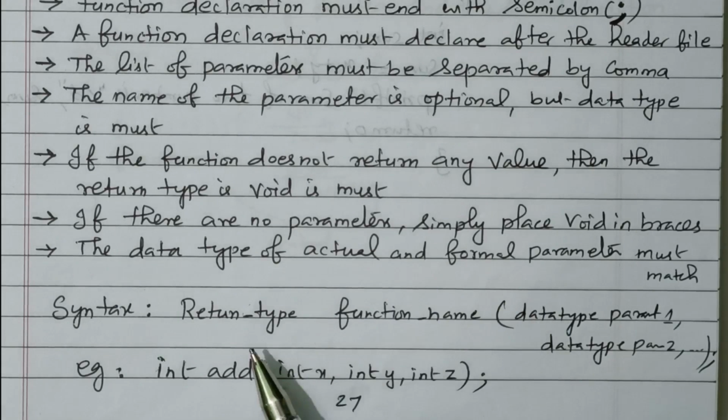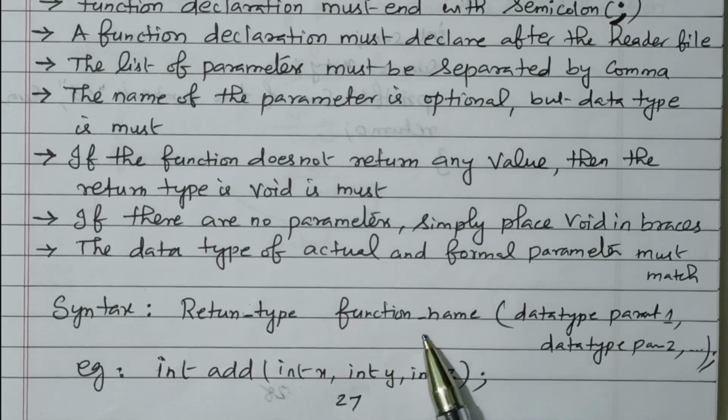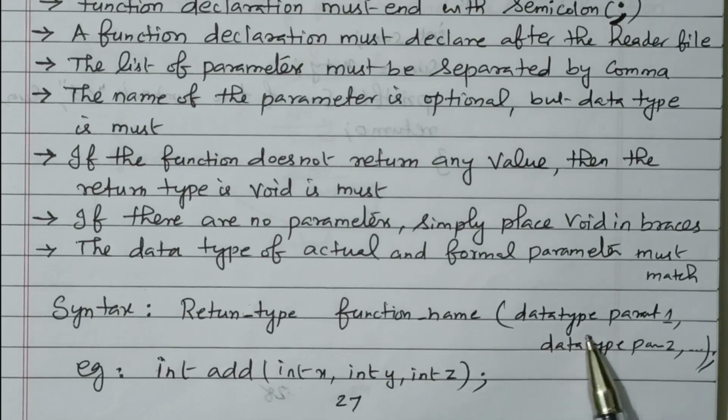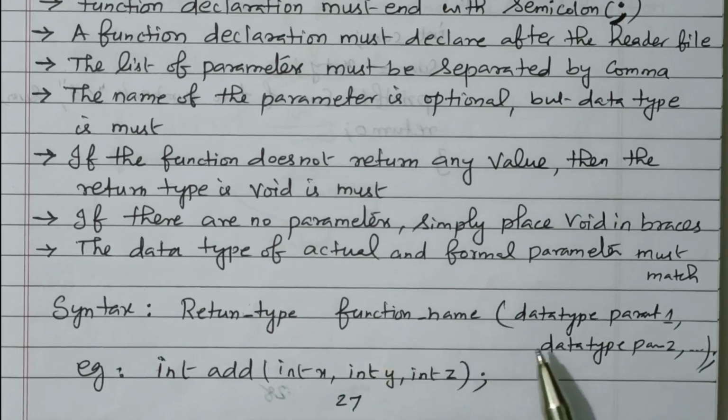So we will see the syntax for that. Return type: we need to specify what the return type is. Then function name, then data type 1, 2, like that. So we need three terms. What is the return type of the function? What is the function name? What are the data we are going to pass?